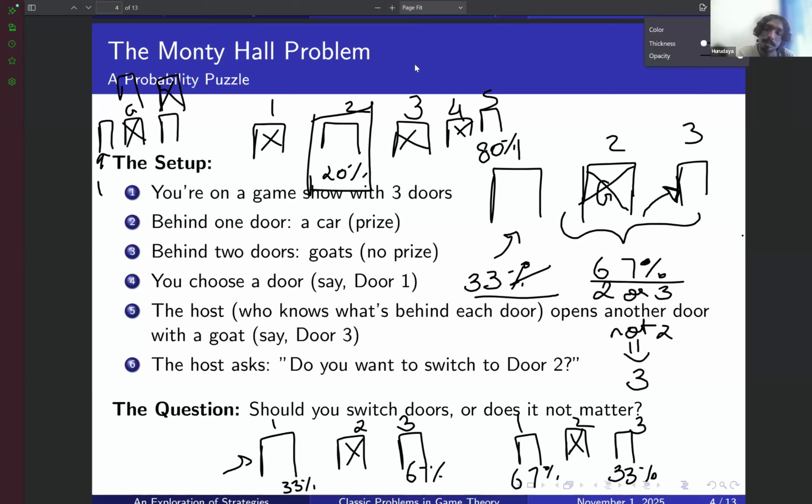Sir, but they could have chosen your door also, the door that you chose, but they haven't. No, they can't choose door one. They don't choose the door you choose. They choose one of the other two doors and open it, and there'll be a goat behind it. So what if we don't open door one and they choose door one?